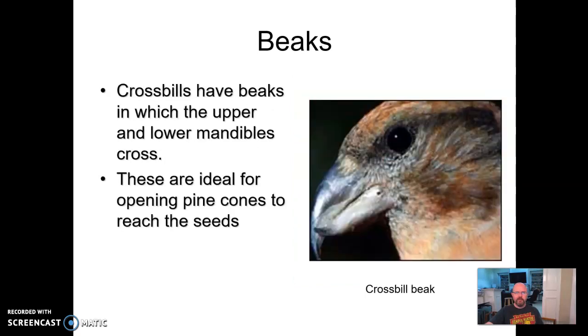House finch. Crossbills have kind of a weird beak. They cross over. The upper and lower mandibles cross over. This happens to be really good for getting into a pine cone. If you've ever tried to pull the sides off a pine cone, you can get yourself stuck. They put their beak inside there, and they can kind of twist it open.